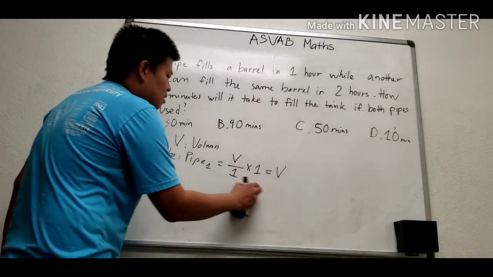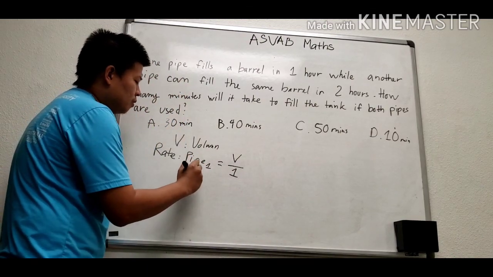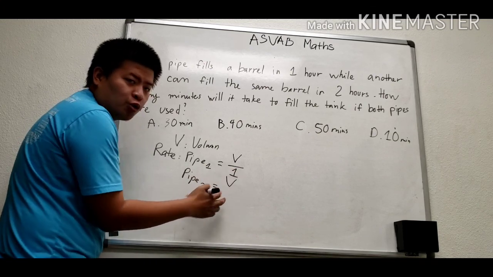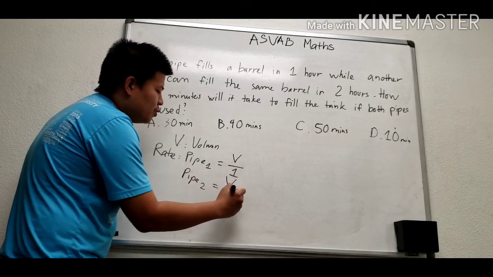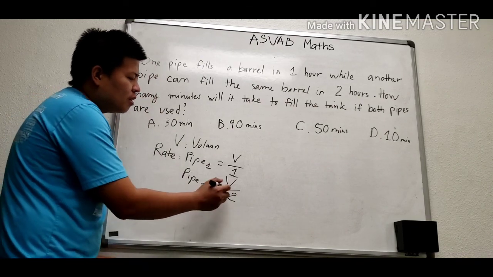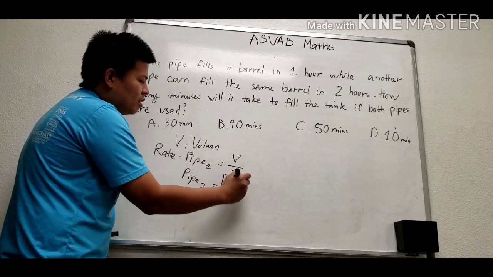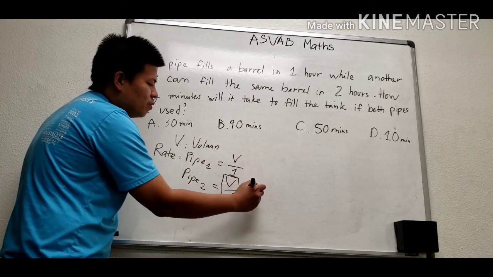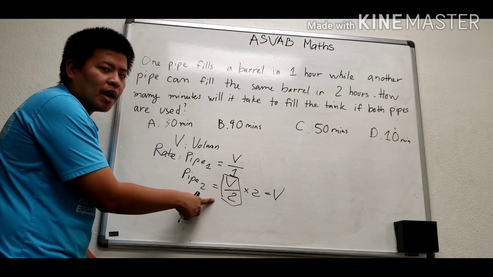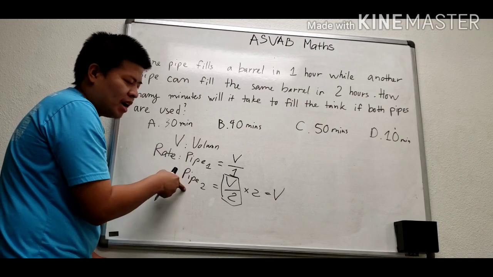Similar like this, pipe number 2. We have V in total. We divide by 2. That's about the rate of pipe number 2. Because after 2 hours we use this rate, we multiply with 2, and we get V. That's why we got V divided by 2. That's about the rate of pipe number 2.